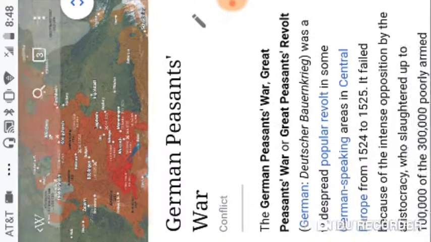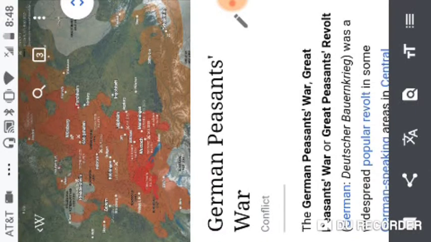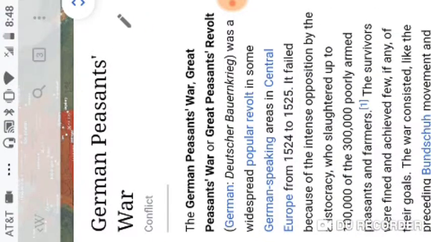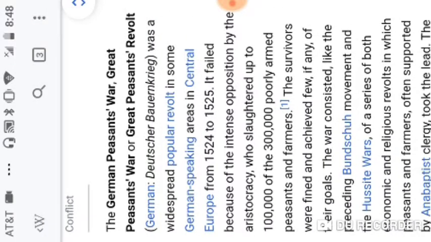In Germany, so this is a split kingdom, obviously, at the time we're speaking of. The German Peasants' War was the largest uprising of the lower class in Europe preceding the French Revolution. You can see here 100,000 to 300,000 slaughtered.